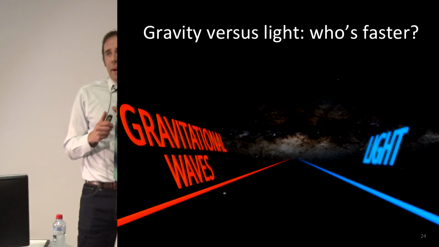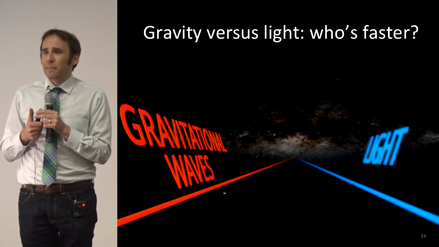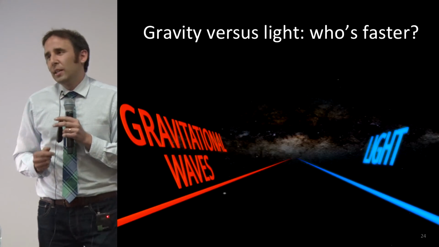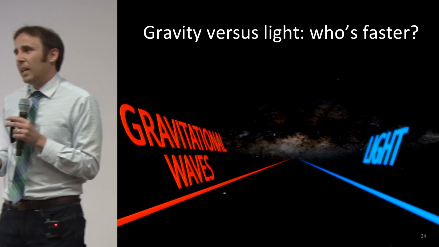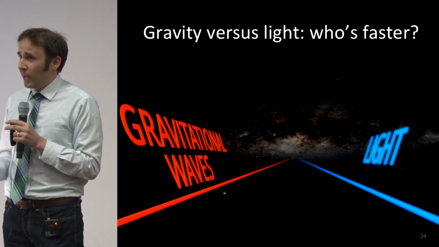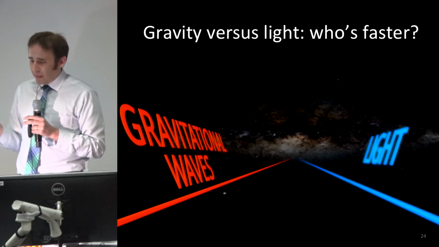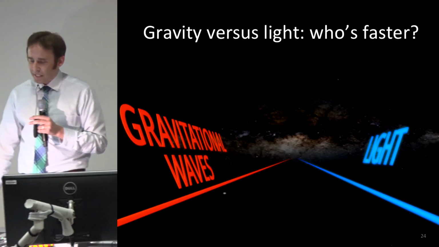One of the amazing things we were able to do with this event is measure how fast gravity moves with unprecedented precision. General relativity and Einstein tell us that gravity is supposed to move at the speed of light. This is part of Paul's lecture, which I took notes on. But we're scientists, so we have to test this.